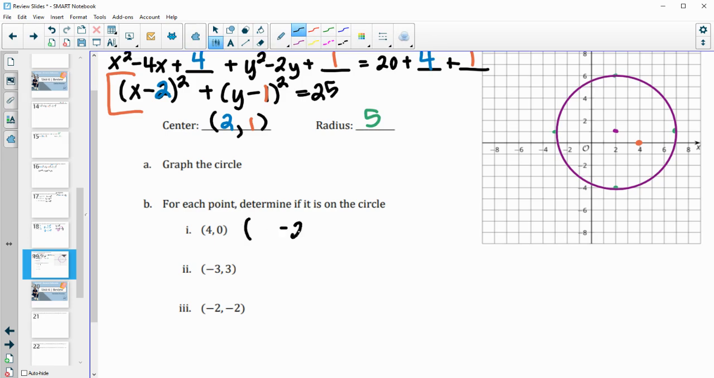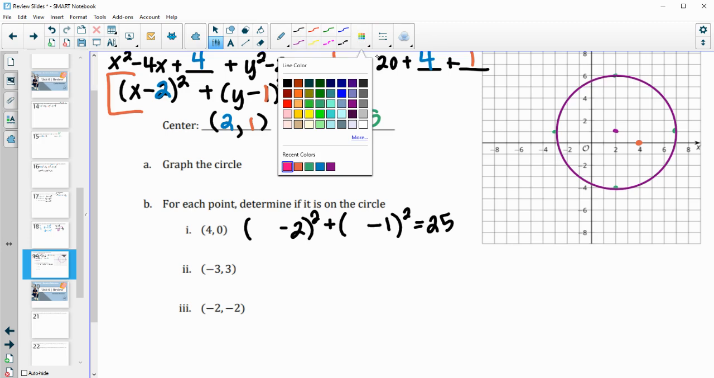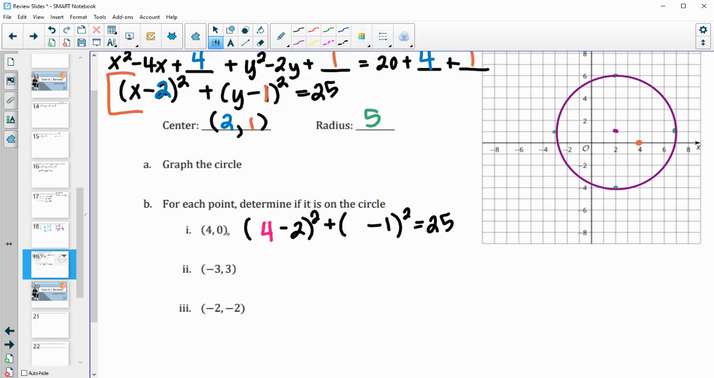So instead of x, we're going to be plugging in the x value. So x minus 2 squared plus y minus 1 squared. And then that should equal 25. So this is what we're going to do is plug these all in here. So for this point, our x is 4 and our y is 0. So then 4 minus 2, this is 2, squared gives us 4. 0 minus 1 is -1, squared is 1. 4 plus 1 is 5, which does not equal 25, so this is not on the circle.